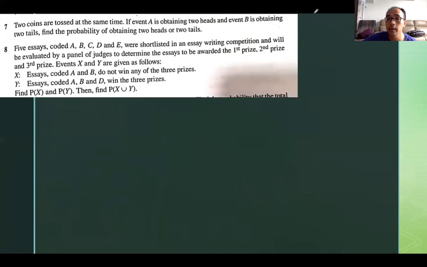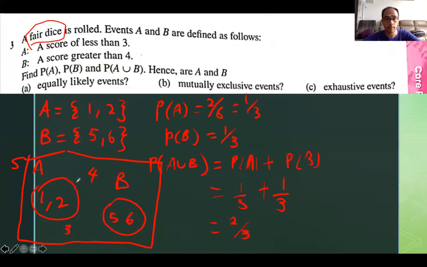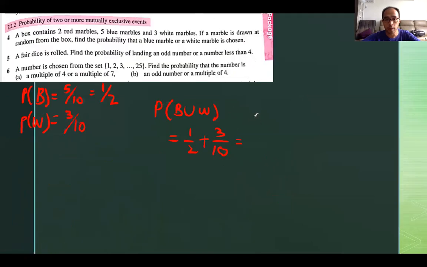And the answer is 4 over 5. All right, valid enough. 4 over 5. Okay, so 4 over 5.